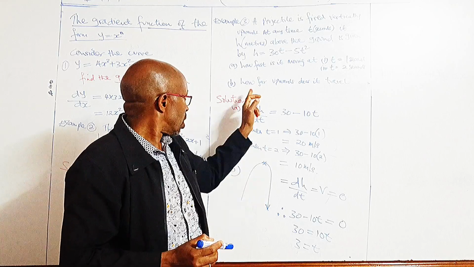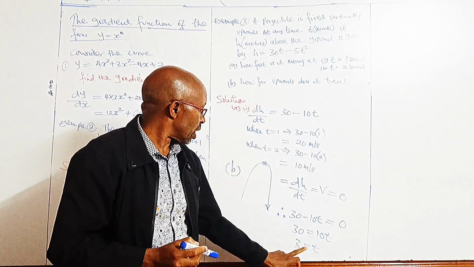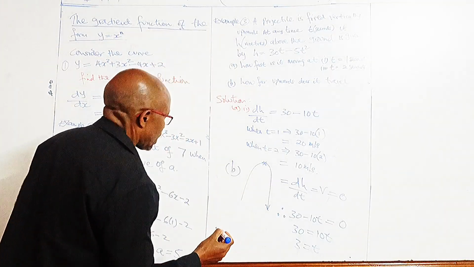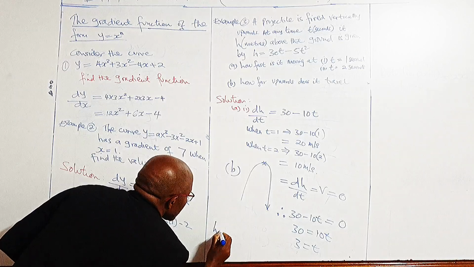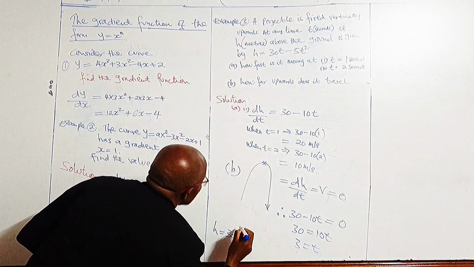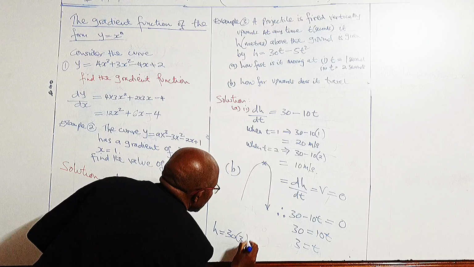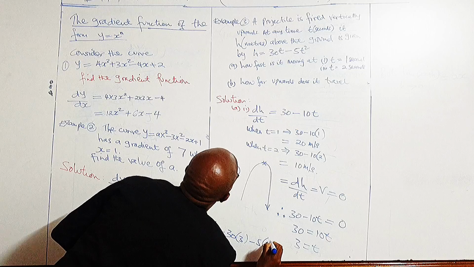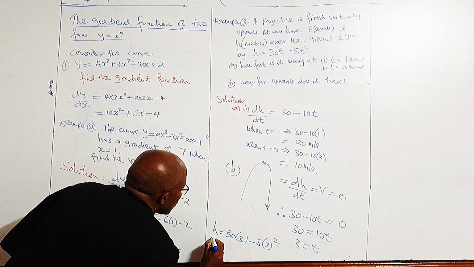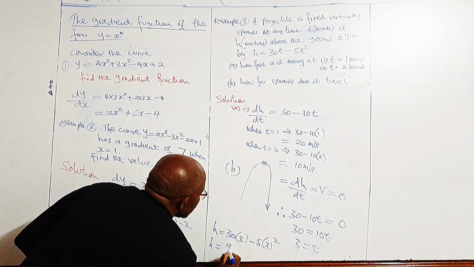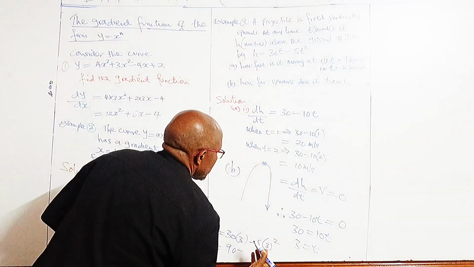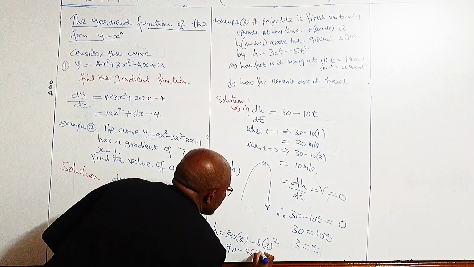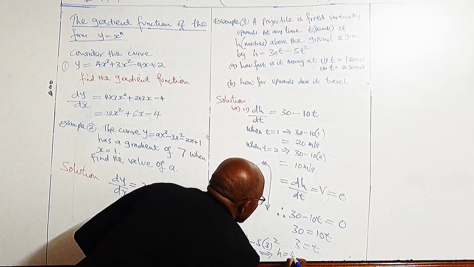Now, how far? We want to get the distance. Therefore, we have the t and we have our distance function here. So our height will be equal to 30, we substitute our t as 3, then we subtract 5, we substitute our t as 3 squared. So this will be 90 minus 9 times 5, which is 45. Therefore, our height will be equal to 45 meters.